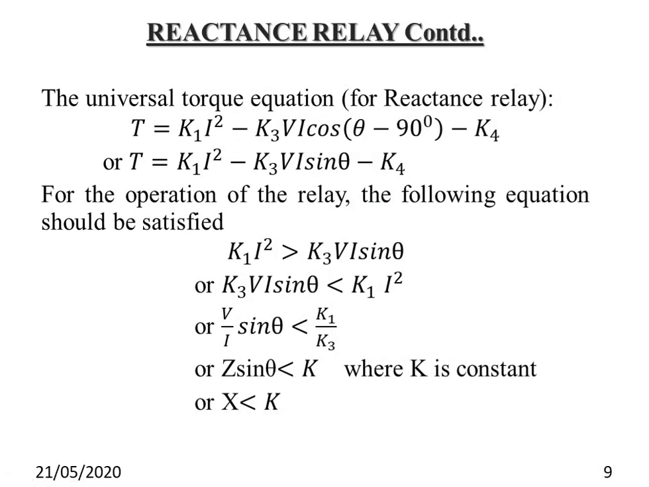See, the universal torque equation for the reactance relay: T is equal to K1 I square minus K3 VI cos of theta minus 90 degree minus K4, or we can say T is equal to K1 I square minus K3 VI sin theta minus K4. For the operation of the relay, the following condition should be satisfied: the operating torque must be greater than the restraining torque. Which one is the operating torque? K1 I square, and restraining torque K3 VI sin theta. Now K4 we can omit here because it's a constant, spring torque is negligible. Similarly we can say K3 VI sin theta is less than K1 I square.